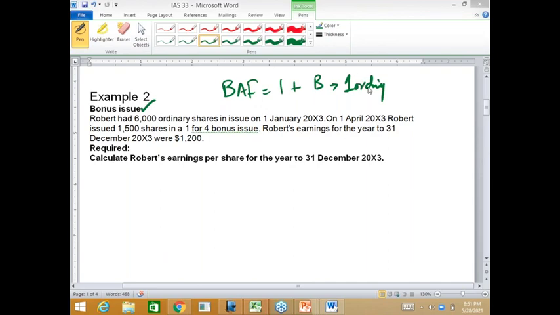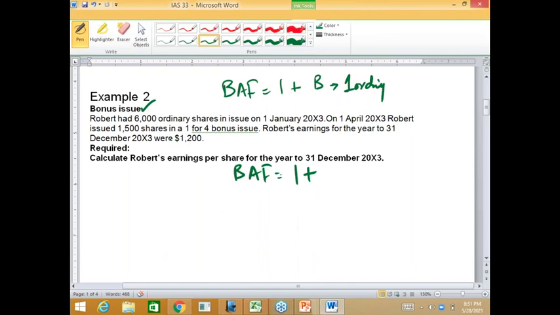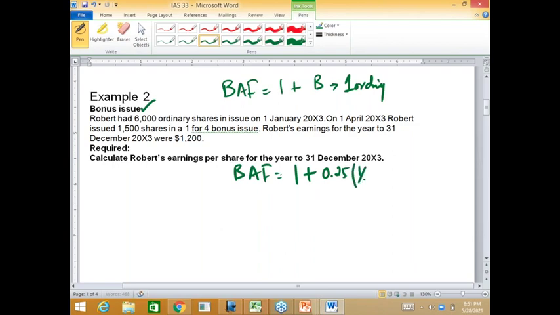Now the bonus adjustment factor for this question will be 1 plus bonus shares issued for one ordinary share. Right now the company is issuing one bonus share for every 4 ordinary shares. So for each ordinary share, the company is going to issue bonus shares of 0.25, calculated as 1 upon 4. So the bonus adjustment factor will be 1.25. So you simply need to multiply while calculating the EPS.